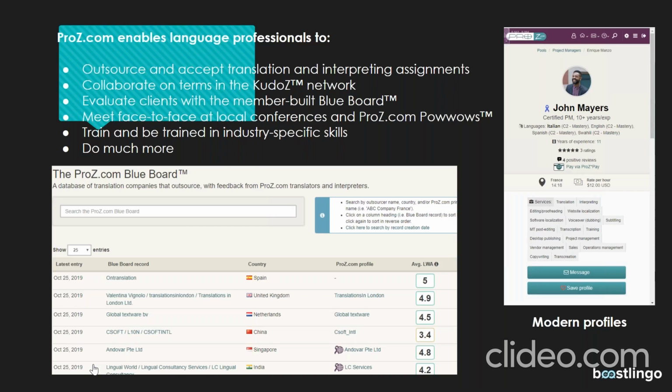And we enable language professionals to outsource and accept translation and interpreting assignments, collaborate on terms in the Kudos network, evaluate clients with a member-built Blue Board, meet face-to-face at local conferences and ProZ powwows, train and be trained in specific industry skills, and of course, much more.